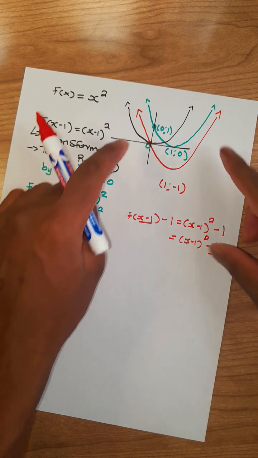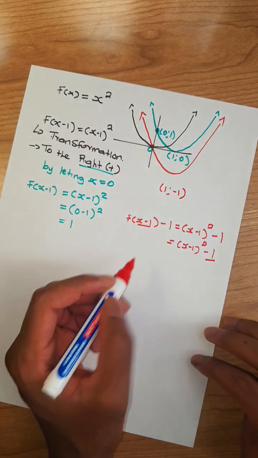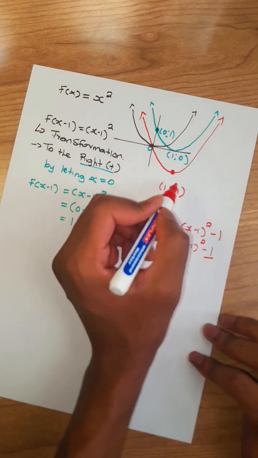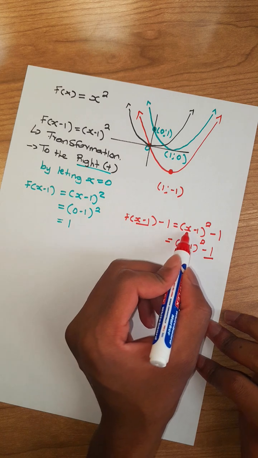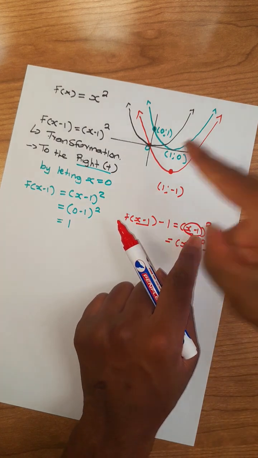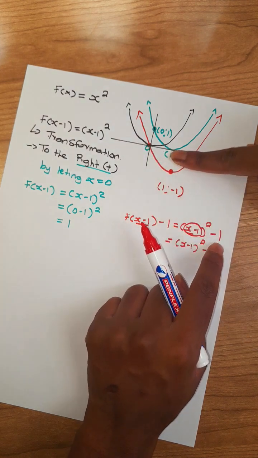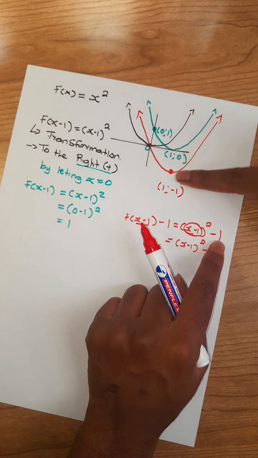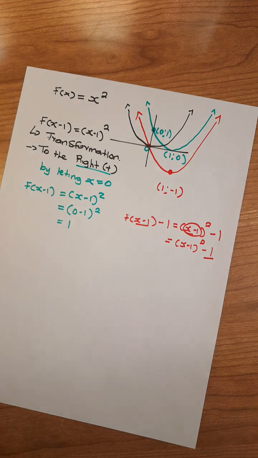Right? We just shifted this graph downwards by 1 unit. So this is what we have done. Firstly, we shifted this graph to the right by 1 unit. And then afterwards, we shifted the graph downwards by 1 unit. That is what we call transformation. That is the concept of transformation.